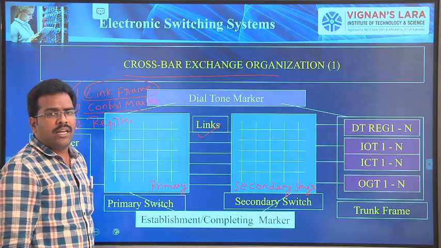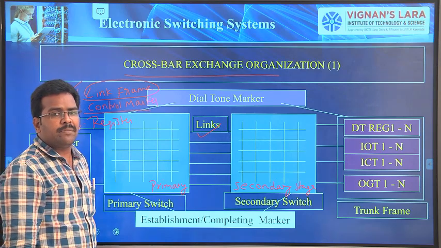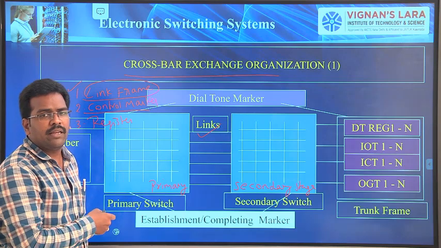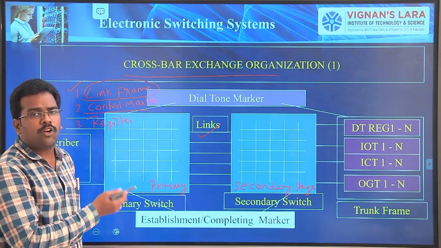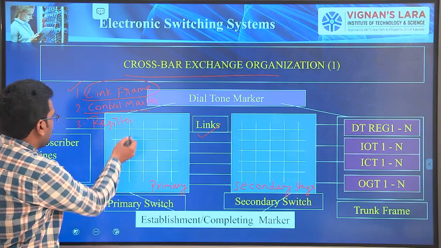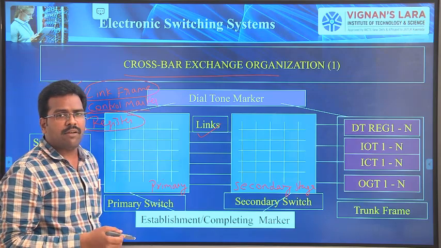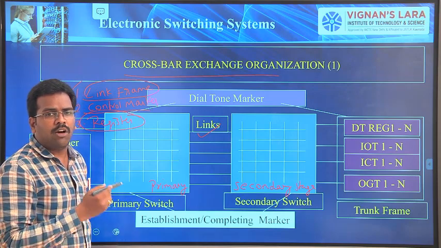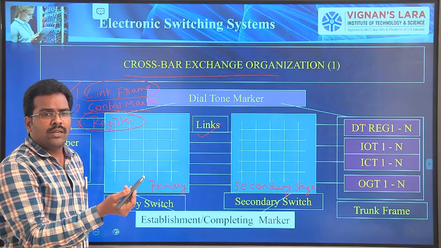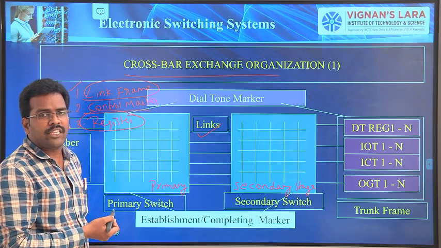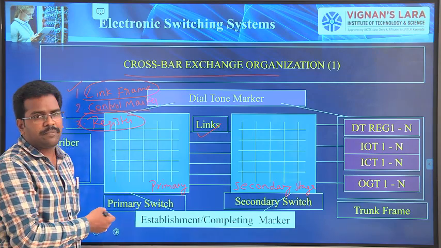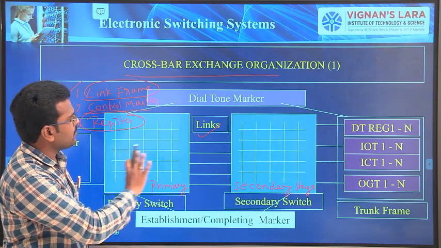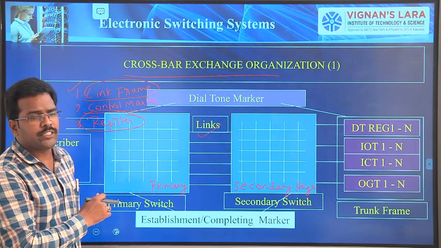The job of the control marker is to establish a connection between the calling and called subscriber by organizing these switching points or cross points. The register is for sending the required tones, such as a dial tone, a ring tone, a call processing tone, and also to store the dialed digits. So this is the process of crossbar switching organization.